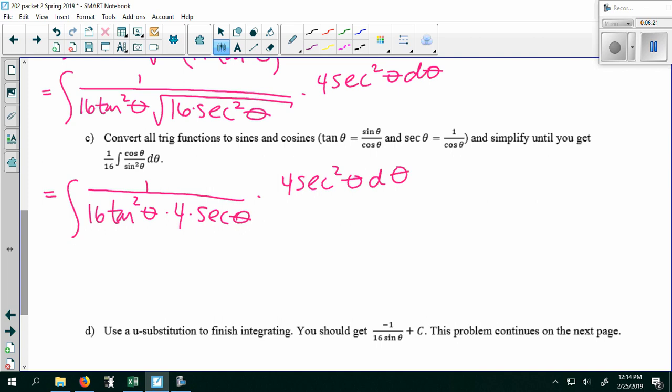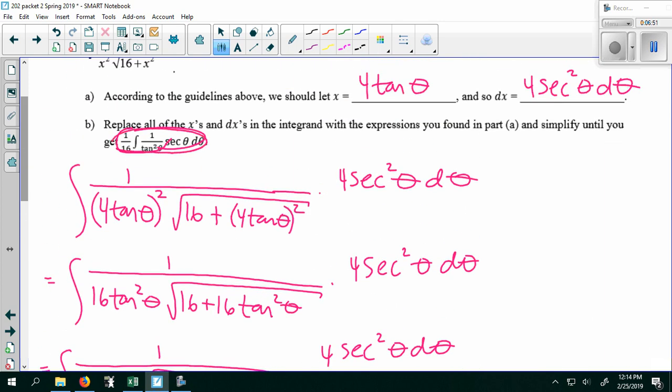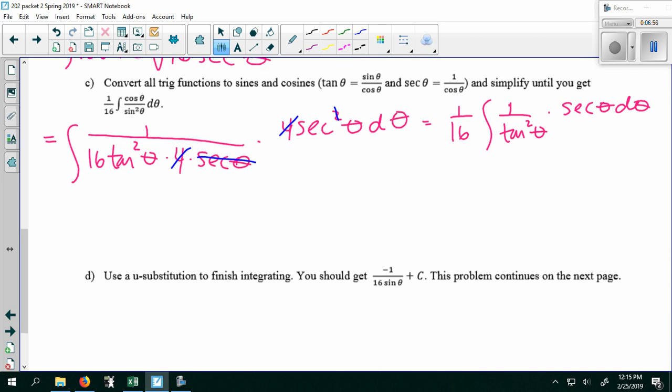Now I'm going to cancel some stuff. So my 4's cancel. And one of these secants cancels with this one. And I get 1 over 16 times the integral of 1 over tangent squared theta times secant theta d theta, which is where I was trying to get. So that's exactly what I've got. Then my next set of directions says to convert all trig functions to sines and cosines and simplify.